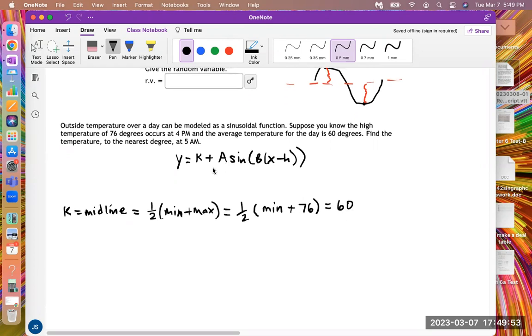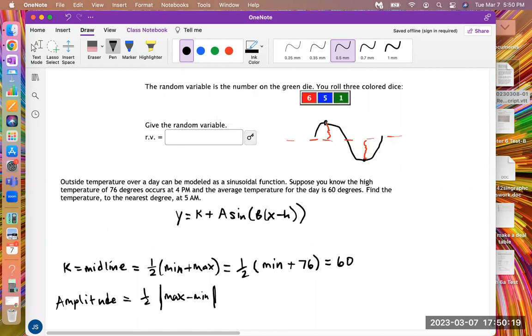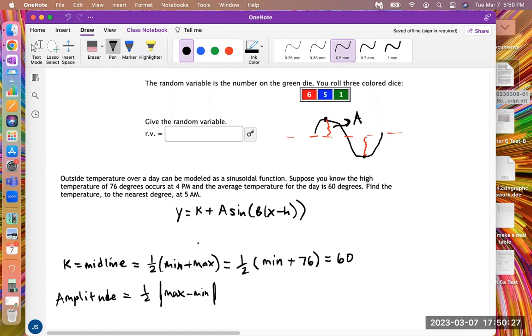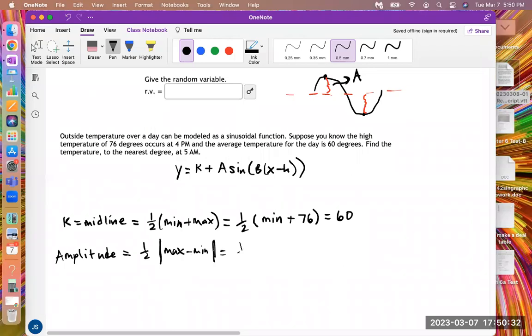Okay, so let's go ahead and try to find the amplitude. That's the absolute value of the max minus the min, divided by 2, because the amplitude is the distance from the max value down to the midline. So that is a. You could use this equation, but we don't even have a min value, so we can't. So we're just going to find the distance between the high and the average. So it's 76 minus 60, and that's 16. Our amplitude is 16.